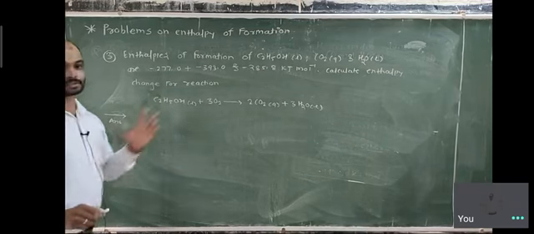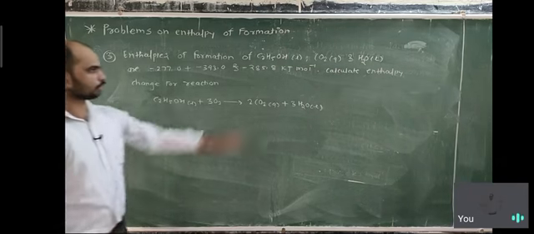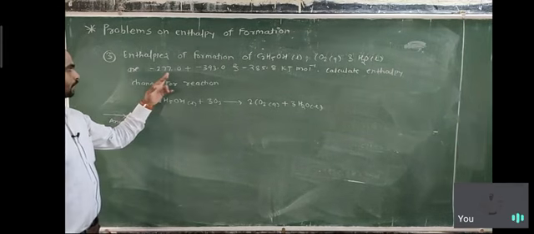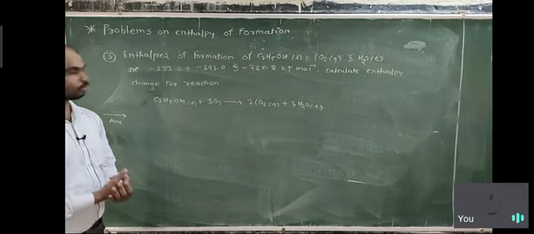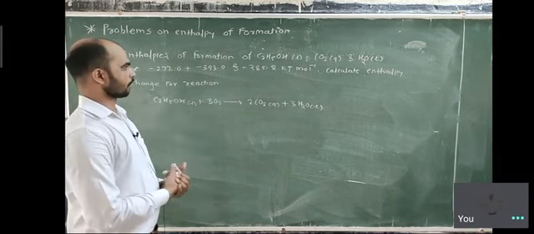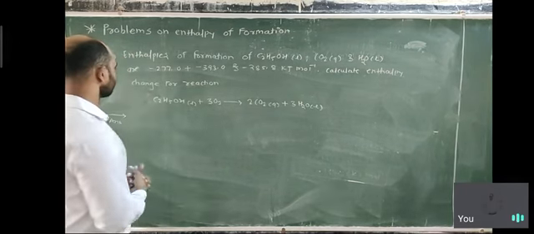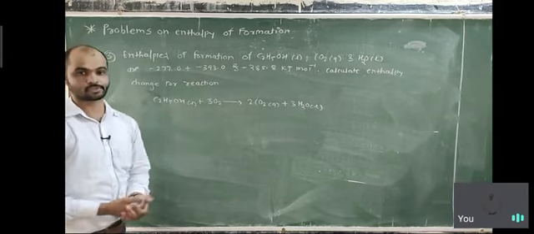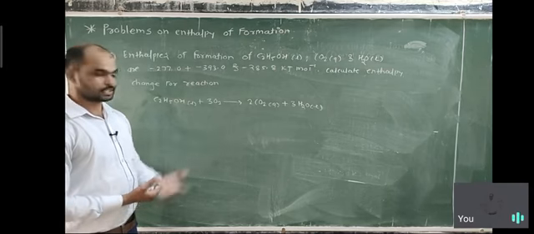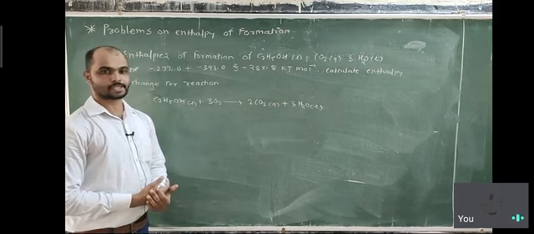Okay, the third numerical problem: the enthalpy of formation of ethyl alcohol, CO2 and H2O are minus 277.0 for ethyl alcohol, minus 393.0 for CO2, minus 285.8 for H2O. Calculate the enthalpy change for the reaction. The reaction is given to you: C2H5OH plus thrice O2, there is oxidation, converts into twice CO2 plus thrice H2O.